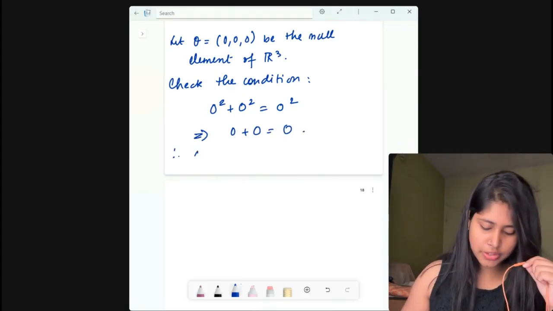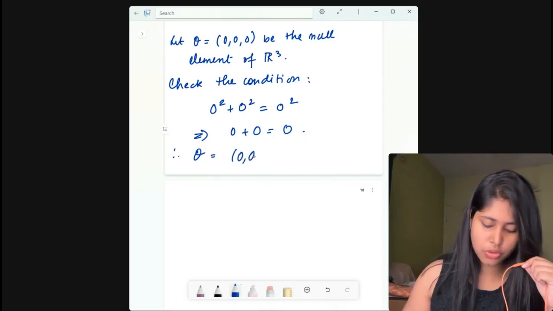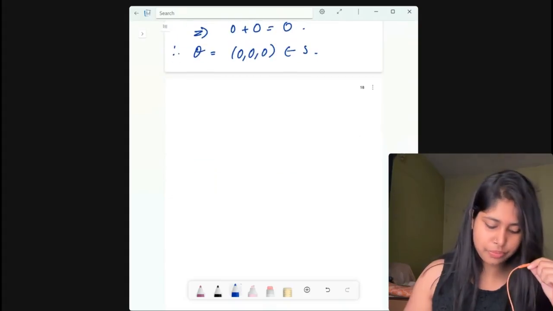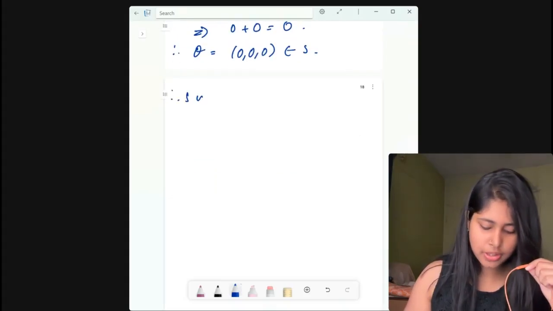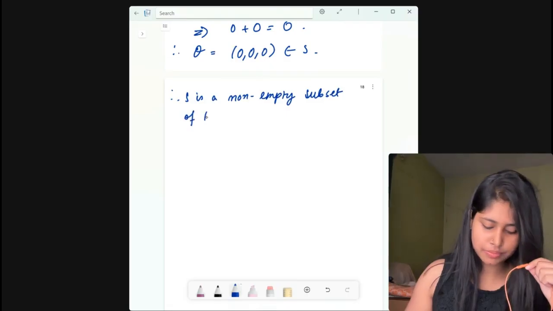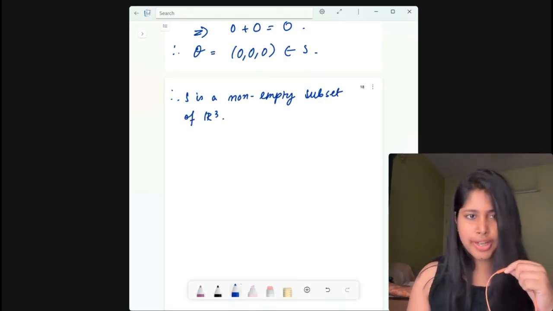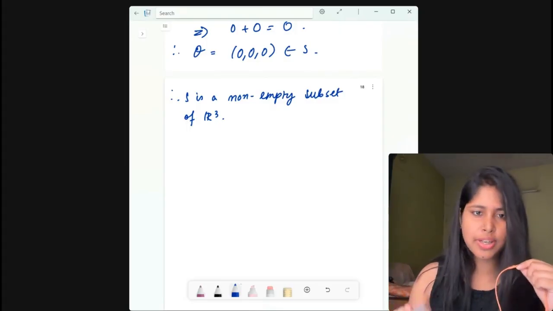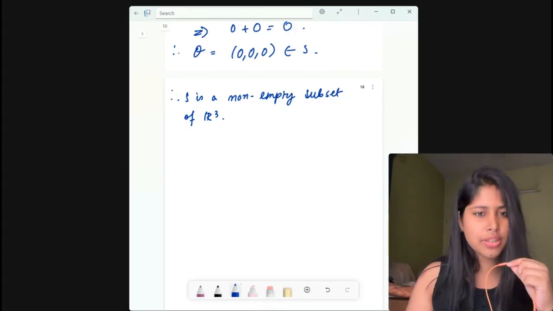Therefore, theta equals (0, 0, 0) belongs to S, and therefore S is a non-empty subset of R3. Now we will come to the next step, which is step 2, closure under addition. We have to take two vectors in S. Now let us say that we take the vectors alpha and beta.